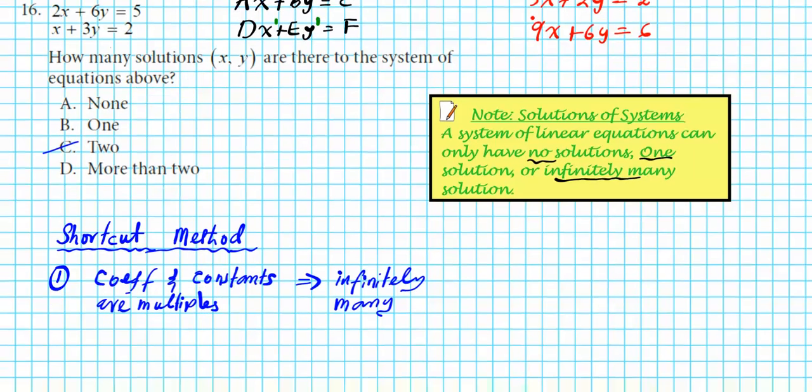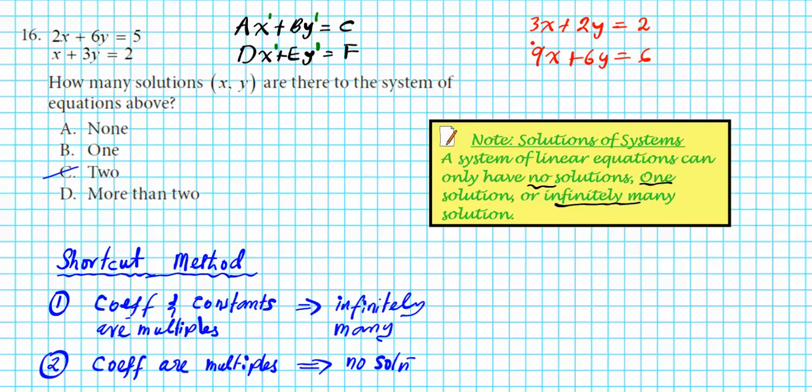All right, case number 2. If the coefficients only are multiples, guess what? You have no solution. Okay, you have no solution. Let me give you an example of what that looks like. So you have this scenario right here. What if I change this 6 into a 1, for example? Okay, in that case, the coefficients are multiples, because when you triple these coefficients, you get this. But when you triple 2, you do not get 1. So in a case like this, you have no solution.